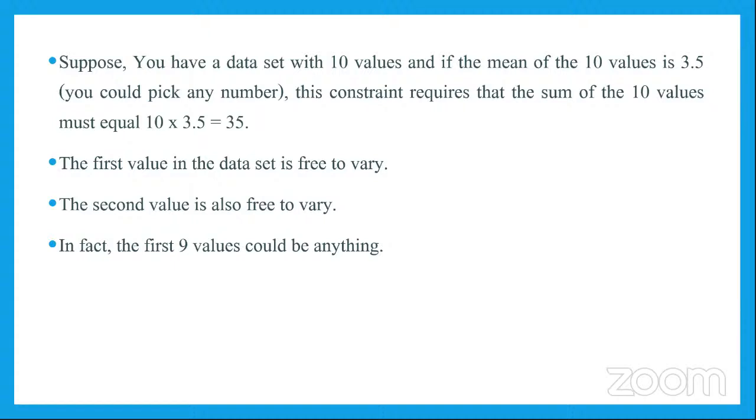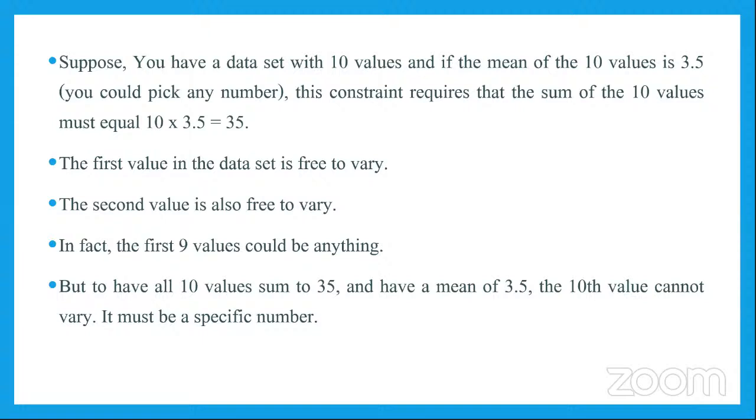On the 10th value you have to select a value so that the total of the 10 values is 35. So on the 10th value, you have no choice, but you are limited by the choices selected on the first 9 values. All the 10 values have a summation of 35 and a mean value of 3.5. So the 10th value cannot vary. It must be a very specific number.